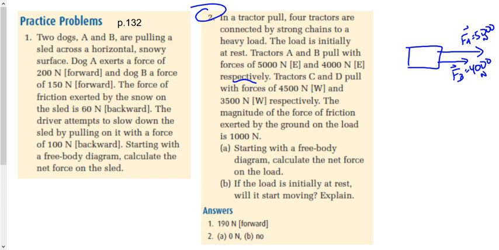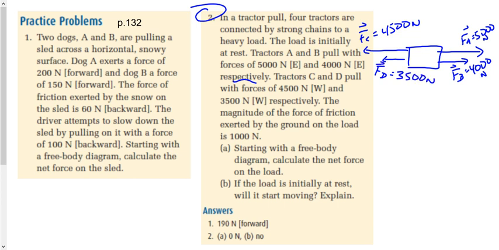Now, C and D pull to the west. C has 4,500, so it's somewhere around there. Should be a little bit shorter than A. Sorry, a little bit longer. Yeah, a little bit shorter than A. 4,500 newtons to the west, and then we have 3,500 newtons to the west for D.